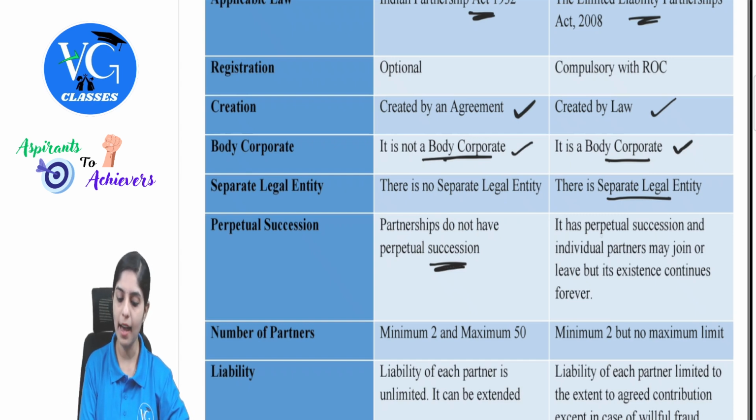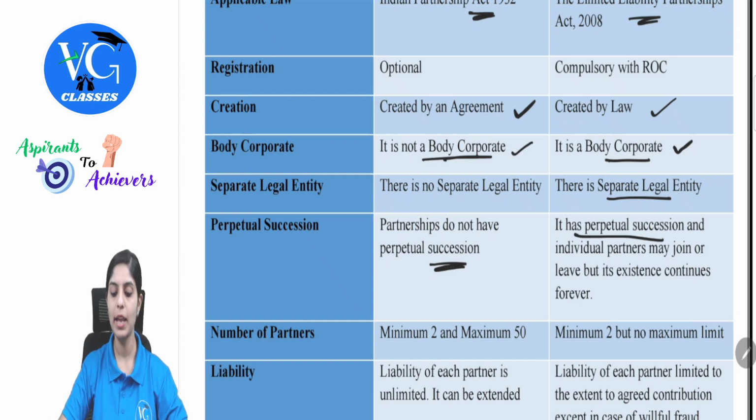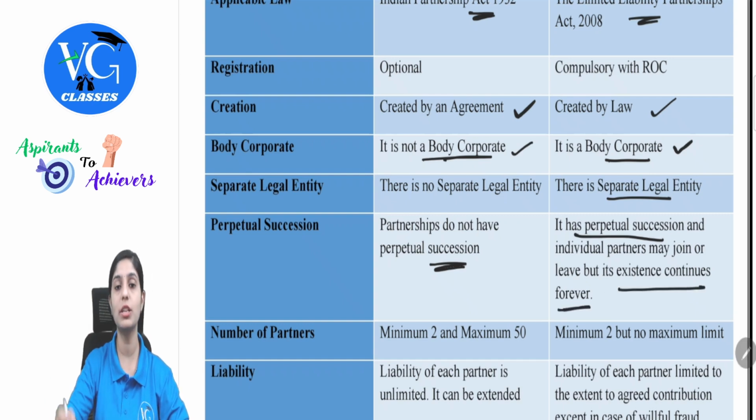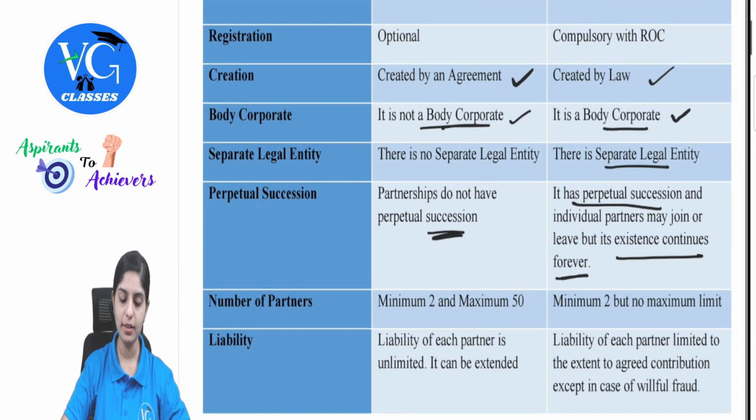Whereas under LLP, it has perpetual succession and individual partners may join or leave, but its existence continues forever because we just understood the point of separate legal entity. Next, when it comes to number of partners under normal partnership, minimum 2, maximum 50, whereas under LLP, there is only minimum criteria mentioned, that is 2, but there is no maximum limit.